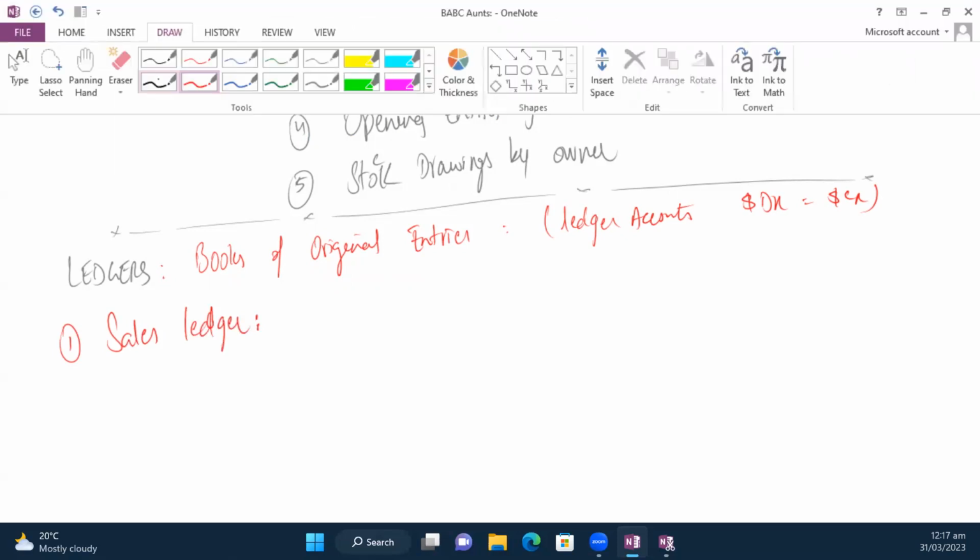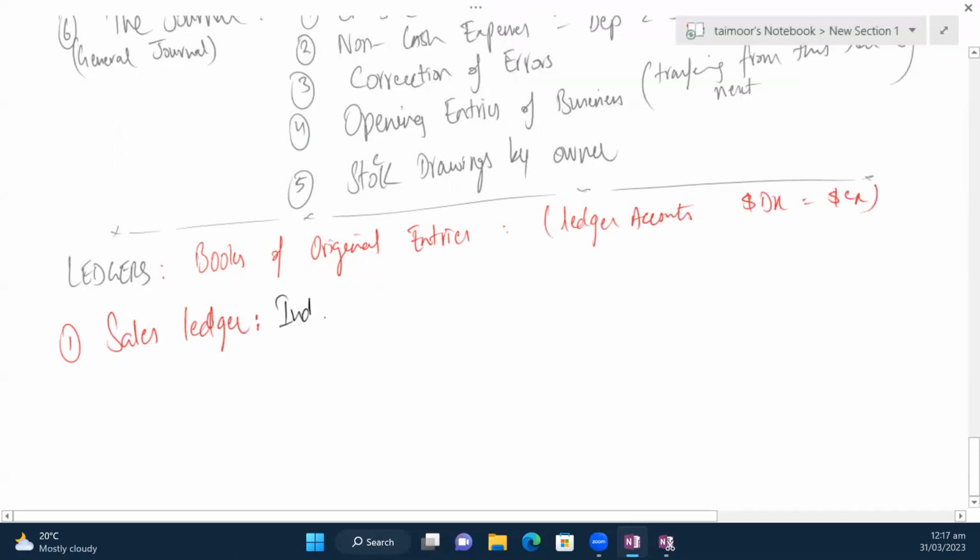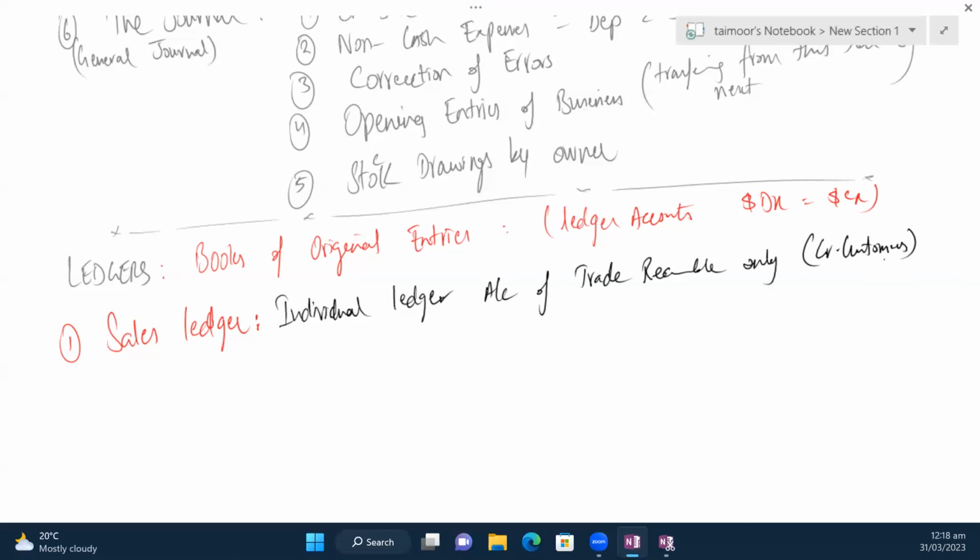What is there in the sales ledger? Individual ledger accounts of trade receivable only. That means credit customers. Every person to whom you will sell on credit, where will their account be? In the sales ledger. That's it. There will be no other account. All your credit customers will have an account in the sales ledger.